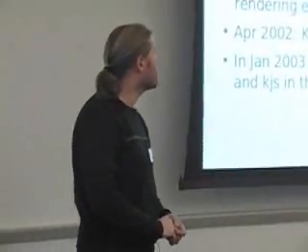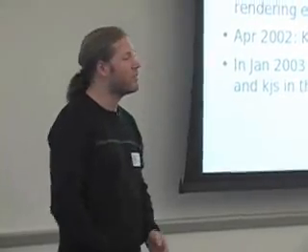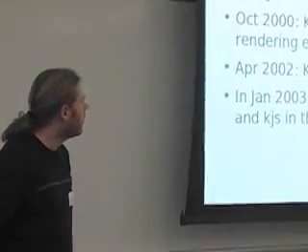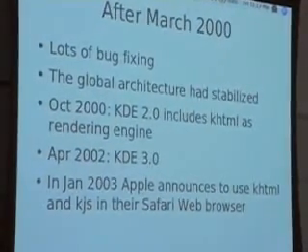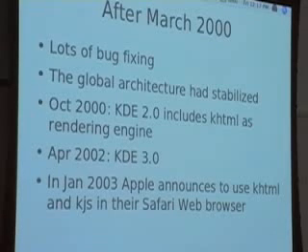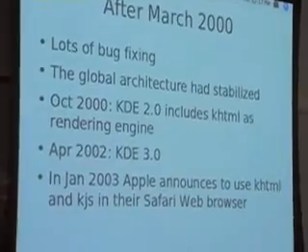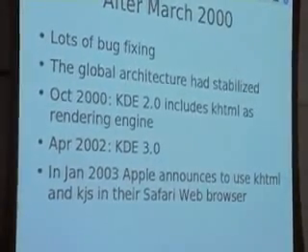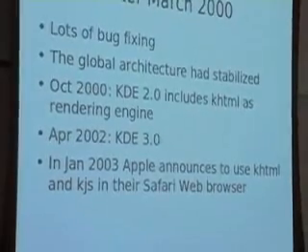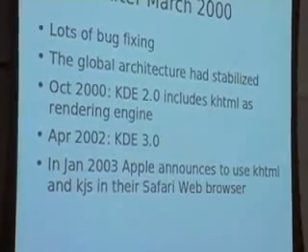So what happened after March 2000? Lots of bug fixing, but the global architecture had mostly stabilized at that point. And in October 2000, KDE 2.0 came out, and that was the first KDE release where we had a Konqueror web browser and where we used KHTML as the rendering engine. Another thing then was later on happening in April 2002, KDE 3.0 came out, and in January 2003, that was the biggest surprise to all of us, that Apple announced to use KHTML and KJS in their Safari web browser.